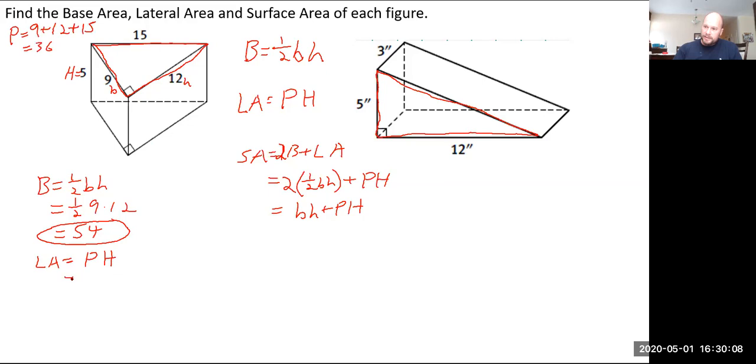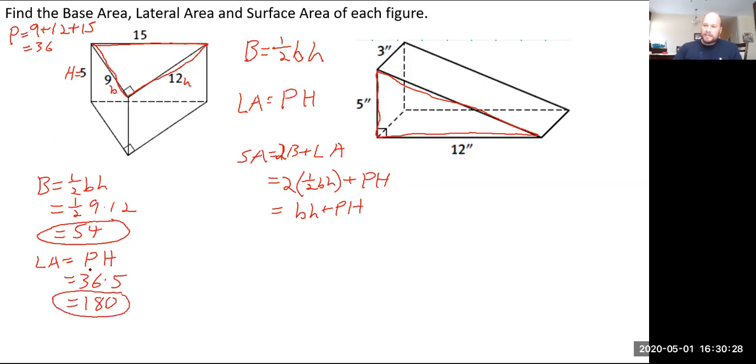So when I plug this into the formula, I have 36 times my height, which is 5, because again, the height is the distance, the perpendicular distance between the two bases. 36 times 5 is going to give us a total of 180. So that's my second answer.